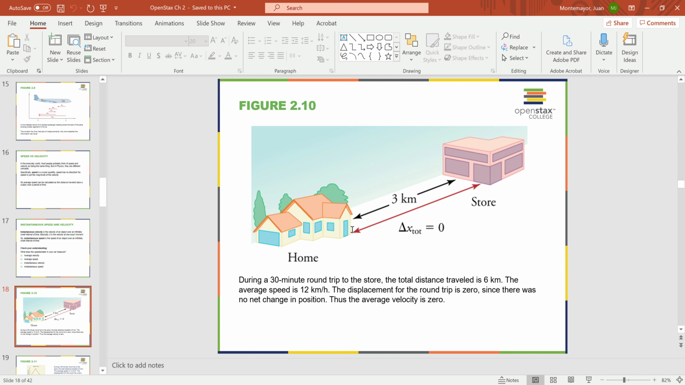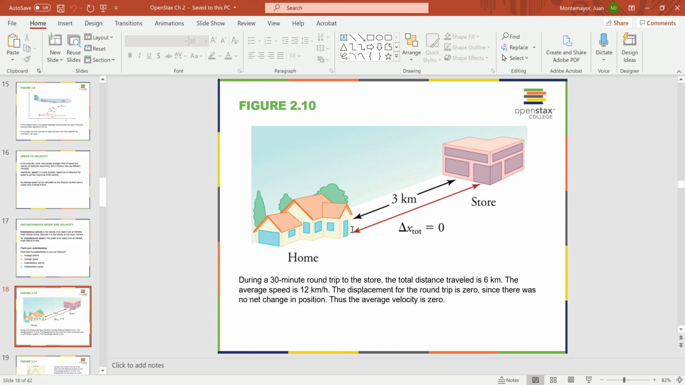For figure 2.10, during a 30-minute round trip to the store, the total distance traveled is 6 kilometers. So from the home to the store and from the store to the home, we have 3 kilometers to the store, 3 kilometers to our home. The average speed is 12 kilometers an hour. The displacement for the round trip is 0 since there was no change in position.